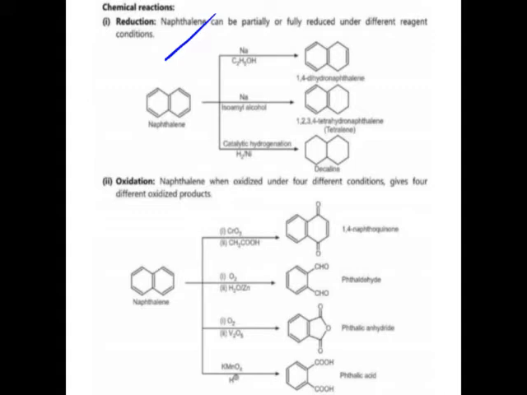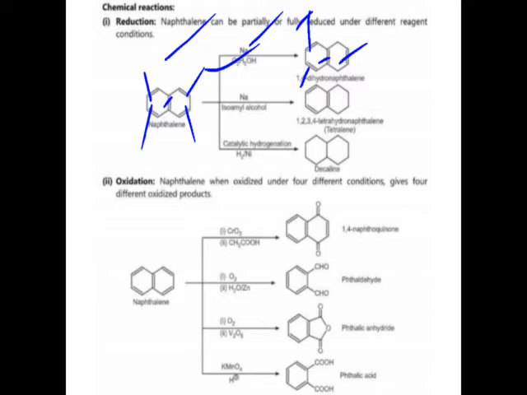So this naphthalene can be partially or fully reduced under different reagent conditions. That means we can reduce only some of its double bonds, or we can reduce all of its double bonds. So in presence of sodium and ethanol, partial reduction takes place. So you can observe here it consists of 1, 2, 3, 4, 5 double bonds. So here 1, 2, 3 and 4 double bonds. So one of the double bonds is reduced and the addition of hydrogen takes place.